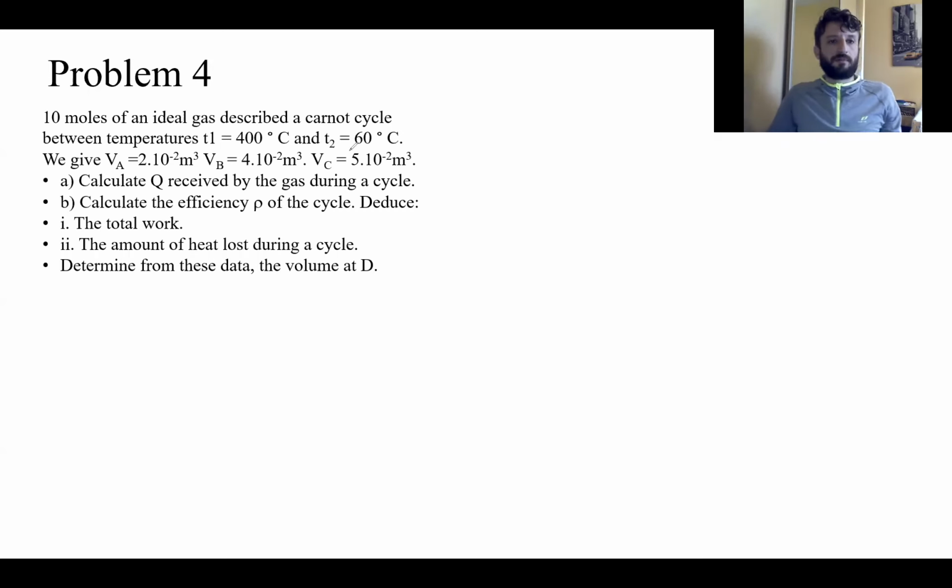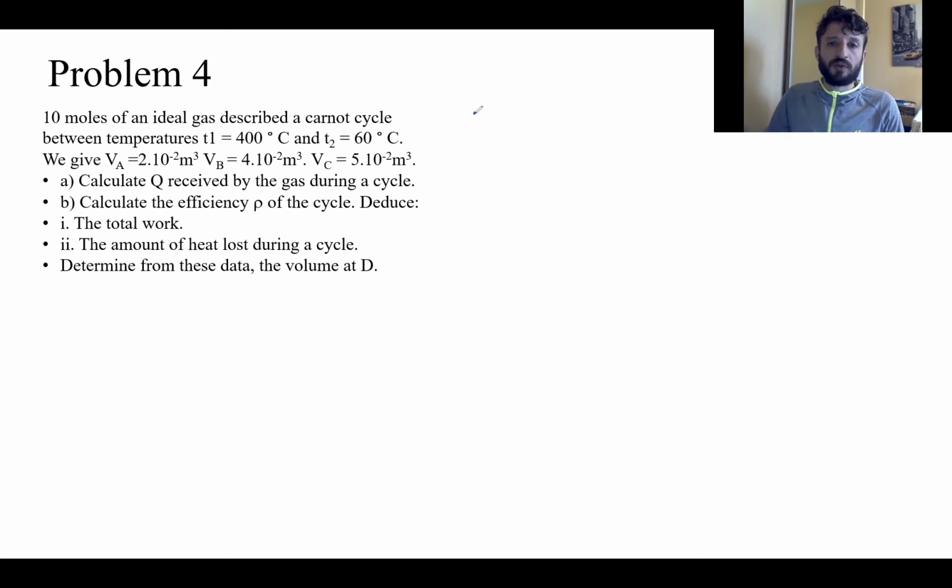Problem 4. We have 10 moles of an ideal gas described by a Carnot cycle between temperature T1 equals 400 C and T2 equals 60 C. When I say we have a Carnot, you know we have T high and T low, and we have Q hot, Q cold out, and we have a work omega done by the engine.